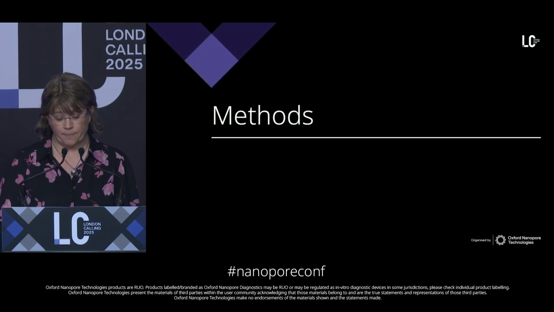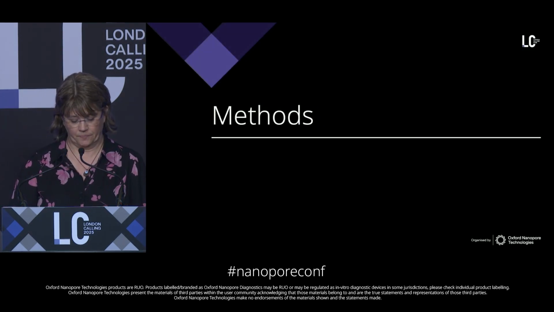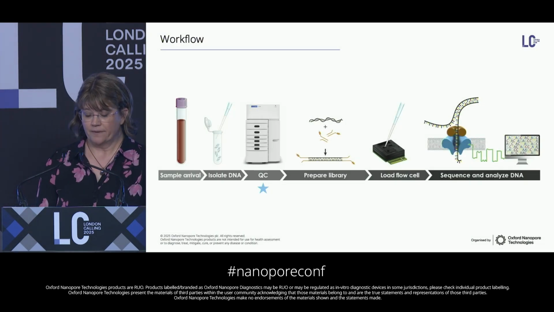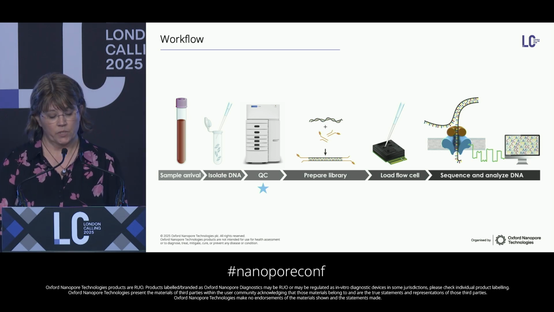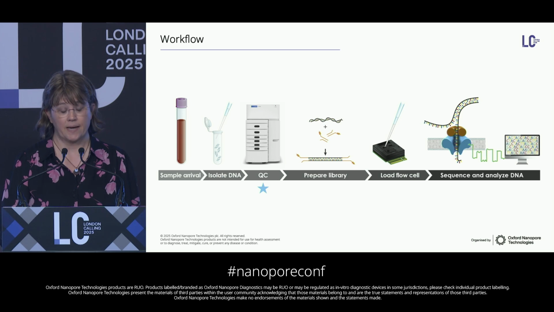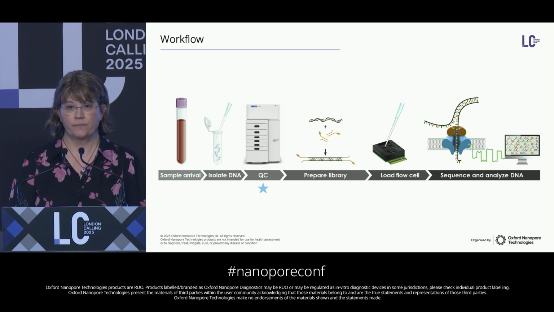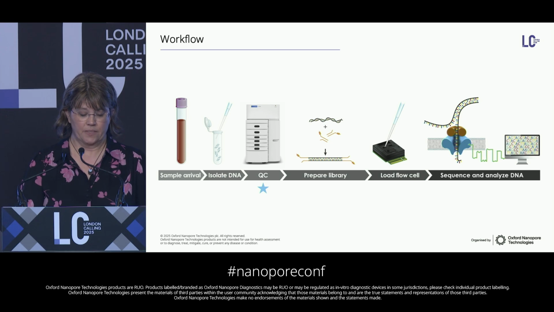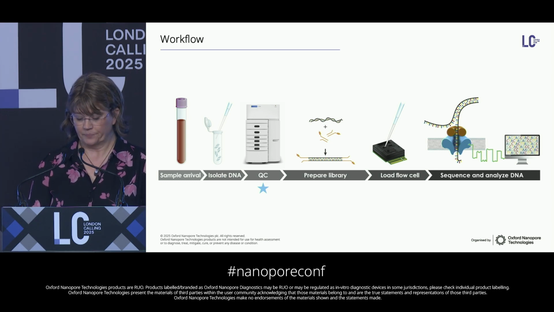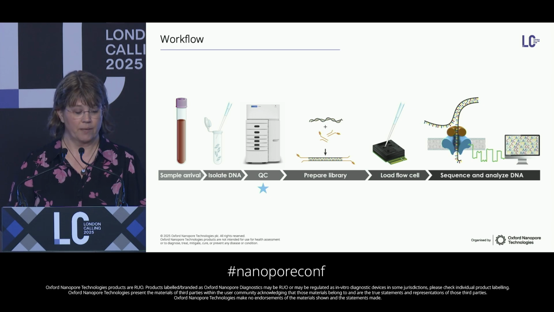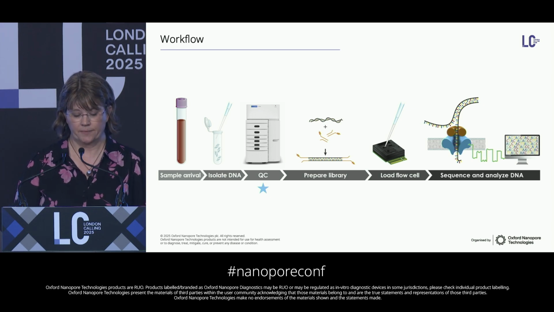And now on to some methods. Once a sample arrives, we isolate DNA and perform quality control, which is one of the most important steps in the entire process, and I'll come back to that in a moment. From there, we move into library prep, flow cell loading, and sequencing, typically using adaptive sampling. Finally, we analyze the data to phase variants and generate reports to support ASO design.